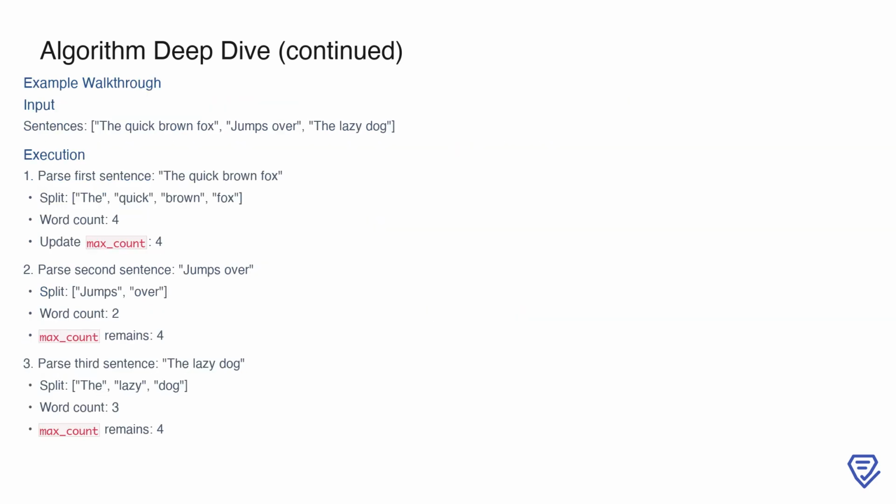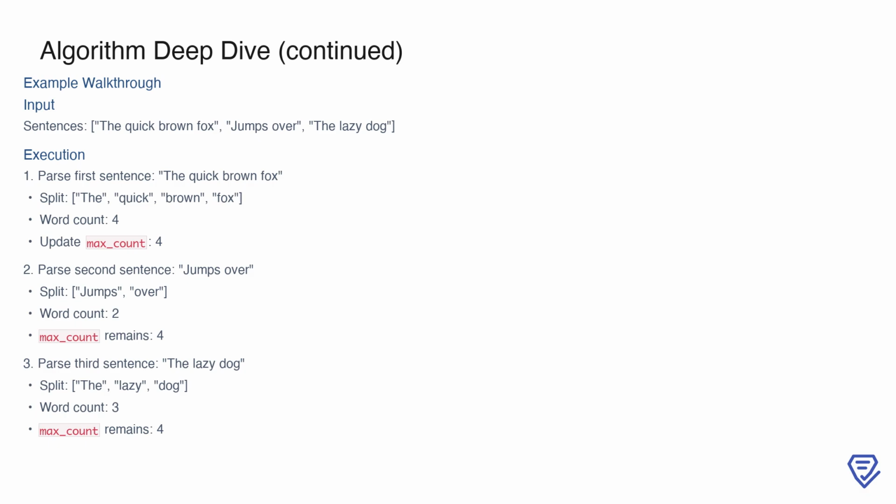Let's walk through an example to see how the algorithm works in practice. Suppose our input is the list of sentences: the quick brown fox, jumps over, the lazy dog. Starting with the first sentence, the quick brown fox, we split it into the, quick, brown, fox, count the words to get 4, and update max_count to 4. Next, we process the second sentence, jumps over, splitting it into jumps, over and counting 2 words. Since 2 is less than the current max_count of 4, we leave max_count unchanged.